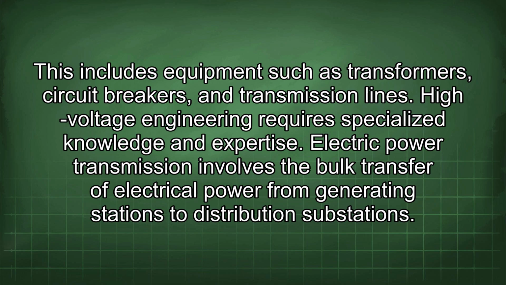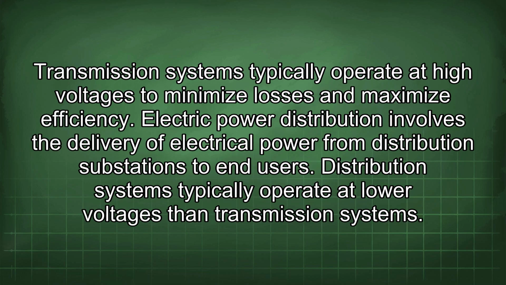Electric power transmission involves the bulk transfer of electrical power from generating stations to distribution substations. Transmission systems typically operate at high voltages to minimize losses and maximize efficiency. Electric power distribution involves the delivery of electrical power from distribution substations to end users. Distribution systems typically operate at lower voltages than transmission systems.